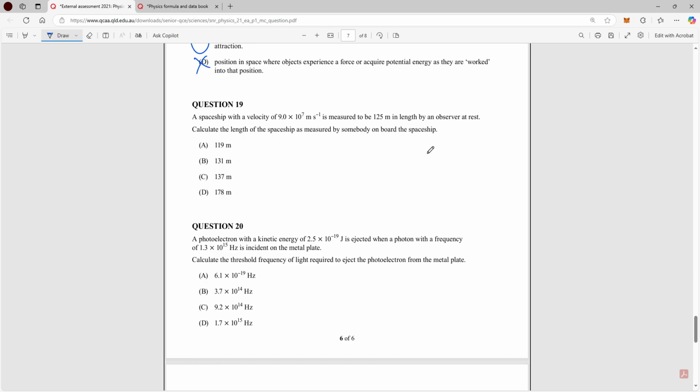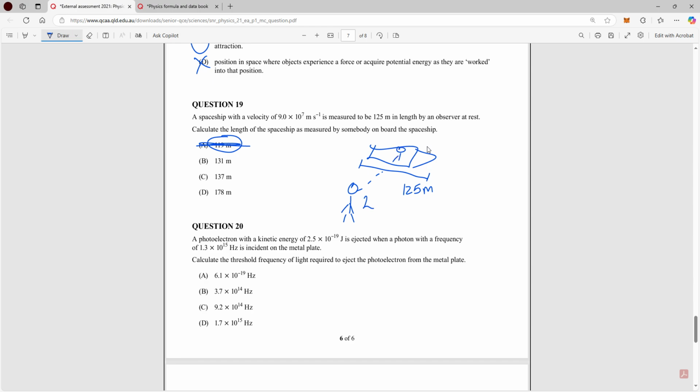So we've got to know where this person is. Calculate the length of the spaceship measured by someone on board the spaceship. Someone down here can see the rocket and they measure it to be 125. Now they're actually seeing the contracted length, so we need a distance larger. Because this distance here is smaller than that, I know for a fact that's incorrect. So this person here is seeing L.